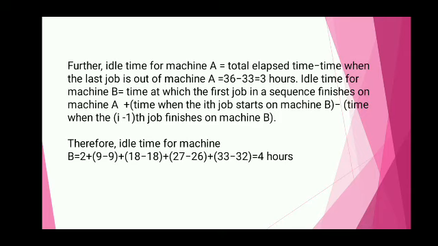Idle time for machine B is equal to time at which the first job in a sequence finishes on machine A, plus time when the ith job starts on machine B minus time when the (i minus 1)th job finishes on machine B. So, therefore, the idle time for machine B is equal to 4 hours.